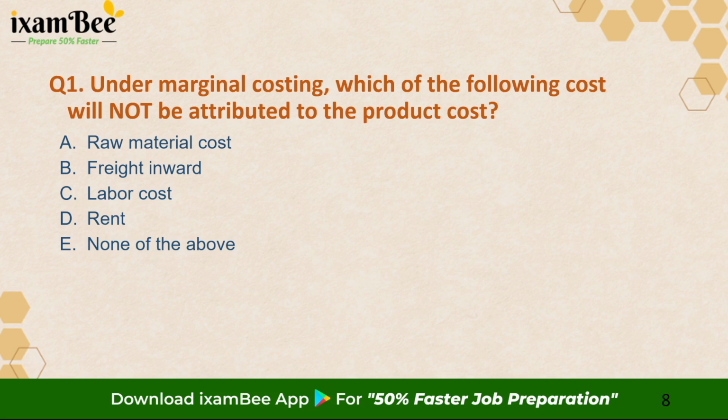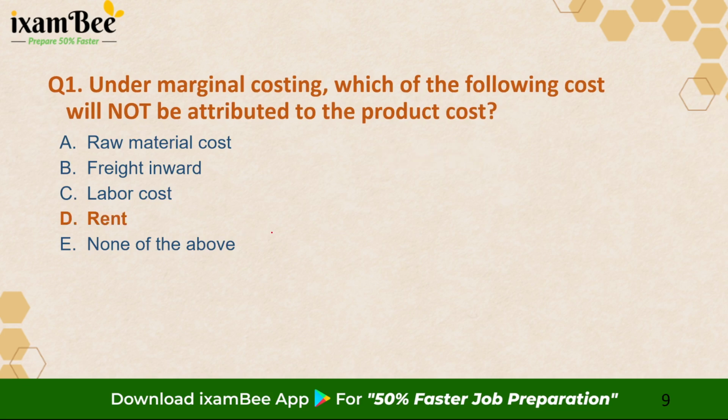First question, under marginal costing, which of the following costs will not be attributed to the product cost? Now, when the costs are being calculated, they can either be a product cost or a period cost. Product cost is related to that particular product's production, and period cost is relating to the accounting period or the cost period for which you are accounting, right? So raw material, freight, labor, rent, or none of the above.